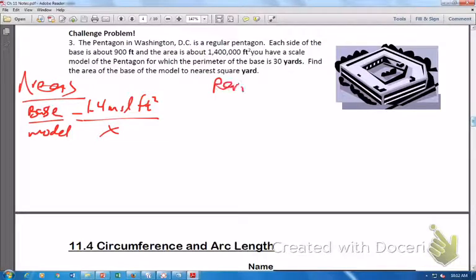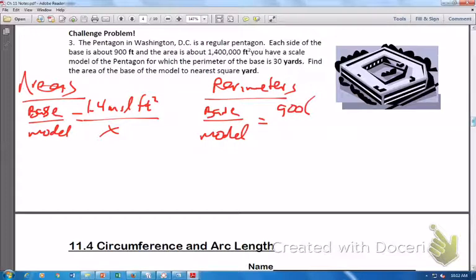Right? Now the perimeters. We need to go base to model. The actual perimeter of the base is this 900 feet times 5 because it's a regular pentagon. Add up all the sides, there's 5 of them that are 900 feet. Over the model, which has a perimeter of 30 yards.